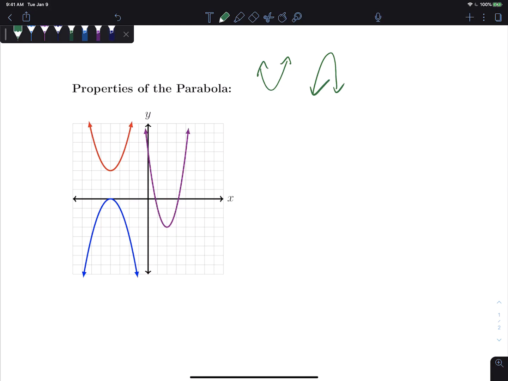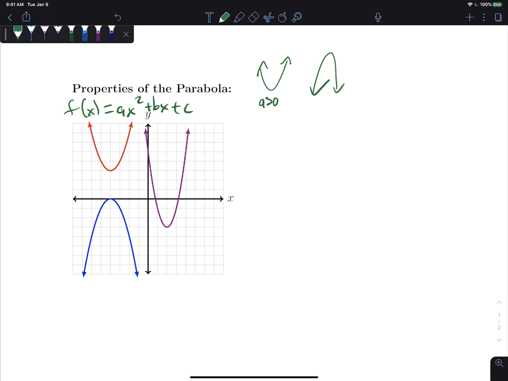So if it opens up, we have, first of all, it's a quadratic function, right? So quadratic functions are in the form of f(x) = ax² + bx + c. This a here is the leading coefficient of this general form of a quadratic function. So in order for the parabola to open up like this, we're going to need to look at a.